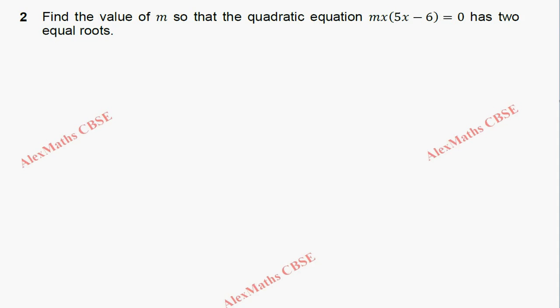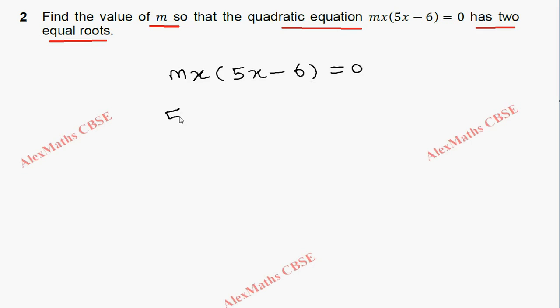Question number 2. Find the value of m so that the quadratic equation has two equal roots. Let's take the quadratic equation. The given term is mx into 5x minus 6 equal to 0. When we multiply inside, 5m and we have x square. Then multiplying mx here, we get minus 6mx equal to 0.